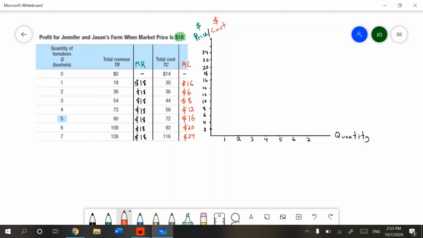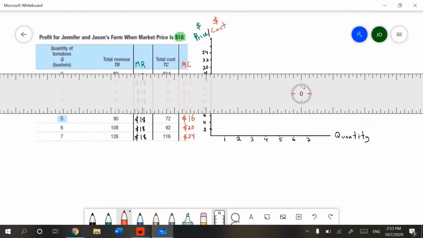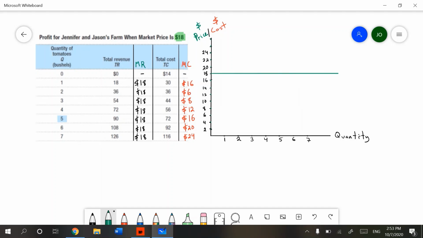We will take this data and plug it into our graph. Marginal revenue, again, is simple because we notice that it never changes. This means that graphically it will look like a straight horizontal line. We will draw that line at a price of 18. This type of marginal revenue curve is very specific to this type of example. We will see other types of marginal revenues as the unit goes on.